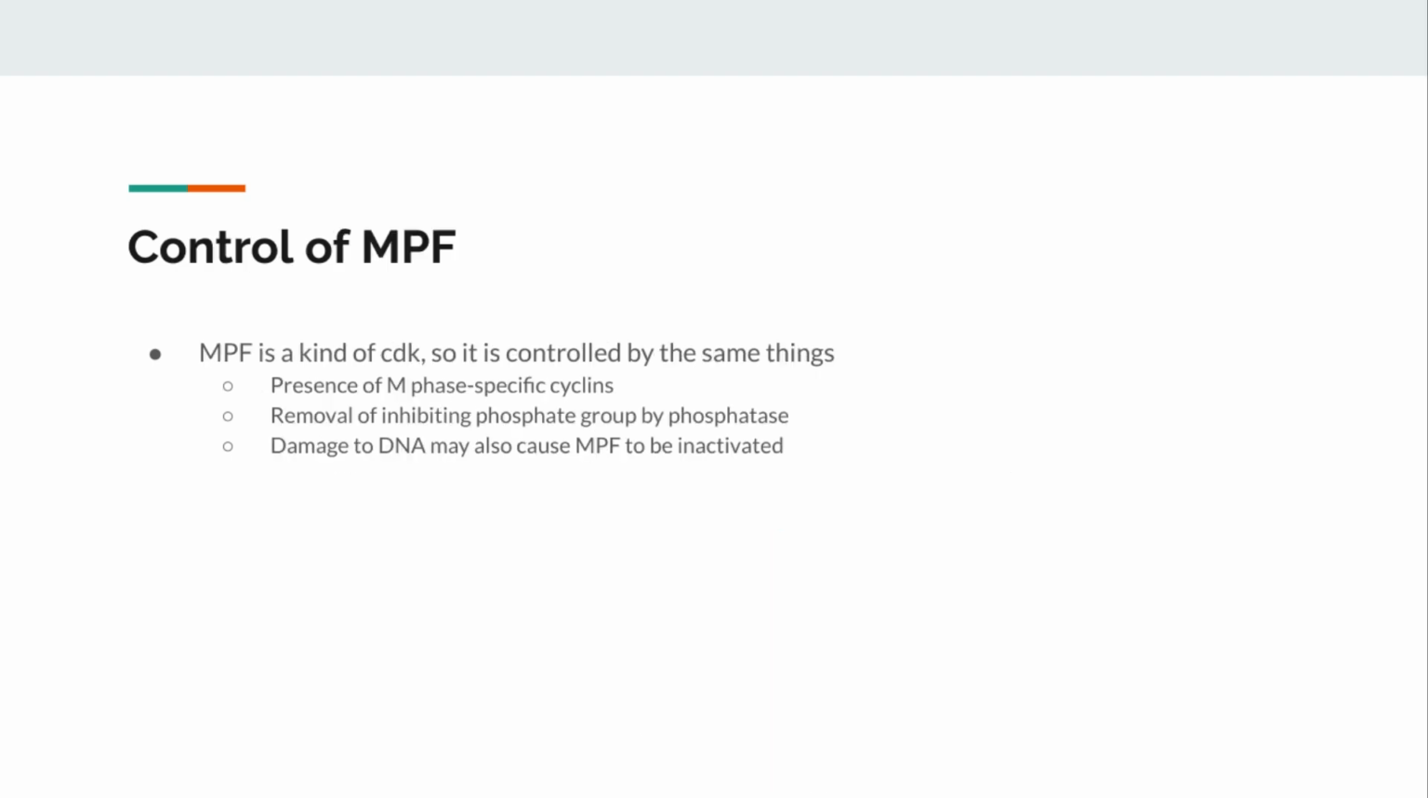MPF at the G2/M checkpoint is controlled by two things. MPF needs the presence of M-phase specific cyclins and the removal of an inhibiting phosphate group by phosphatase. At the checkpoint, damage to DNA may cause MPF to be inactivated as well.